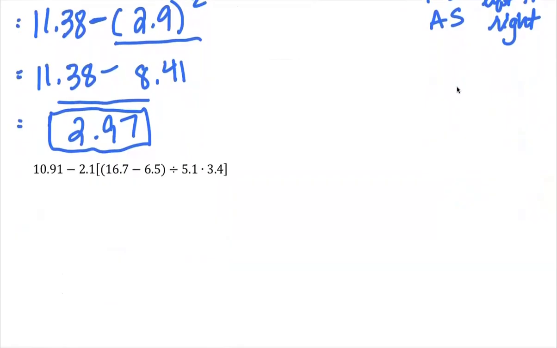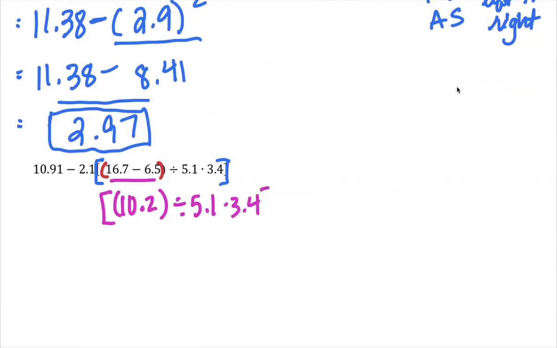Next one we have looks like a couple set of parentheses. I'm going to color code these just to help my eyes see them. So we've got these go together. Okay. So we start at the innermost parentheses. So 16.7 minus 6.5 is 10.2. And I'm going to copy everything else. I'm not calculating anything else, one thing at a time, just to make sure we follow the order of operations.